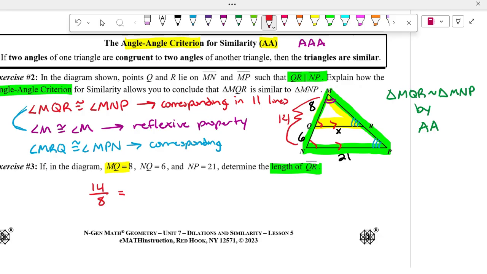How would I set up the proportion using X and 21? 21 over X. Since 14 is on top, that means 21 has to be on top. X is on the bottom. Again, you can totally simplify 14 over 8 to be 7 over 4. I'm just going to leave it as is for right now.